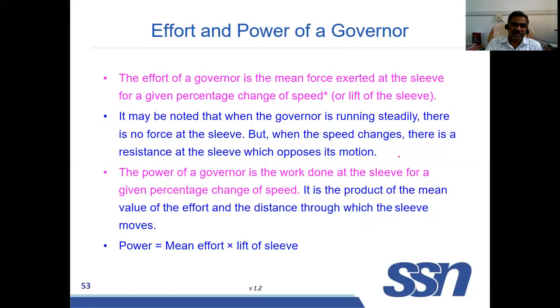Then effort and power. Effort means the force acting on the sleeve is known as effort. Power means work done on the sleeve is known as power. What is work done? The force acting on the sleeve multiplied by the lift of the sleeve. That is known as work done. Effort means the mean force acting on the sleeve. Power is the mean force acting on the sleeve multiplied by the sleeve lift. That is work done on the sleeve.